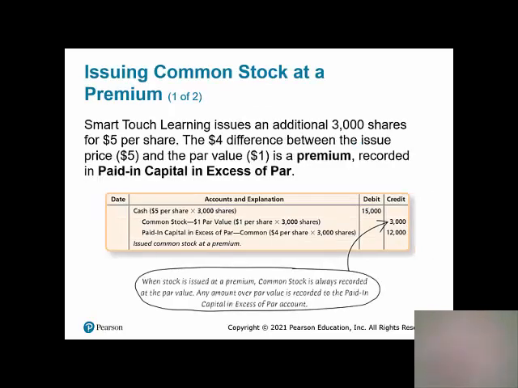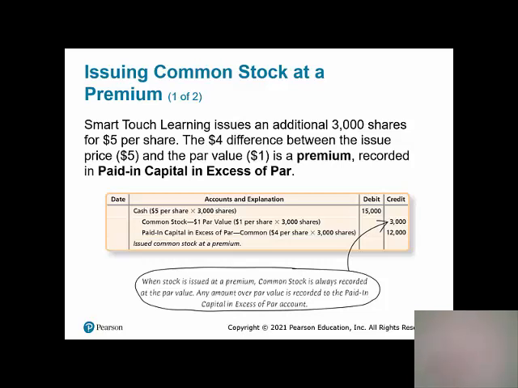Now, as we said in the first presentation, common stock is usually sold at more than par value because par value is intentionally set very low. So in this example, we're going to look at the journal entry to record the sale of 3,000 additional shares, but this time the shares are going to sell at $5 per share. Now we're going to divide up the amount that we received for the sale of the shares into legal capital, common stock, which is going to be the par value times the number of shares, and then a different account which we talked about before, which is called paid-in capital in excess of par.